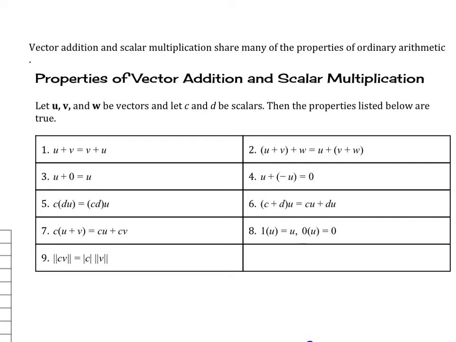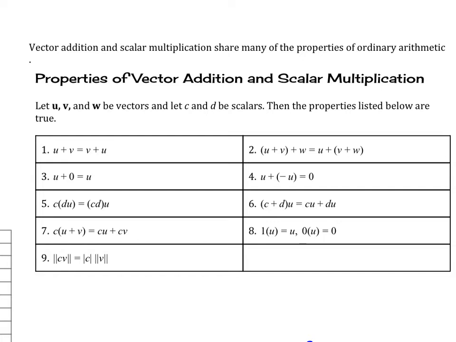Vector addition and scalar multiplication share many of the properties of ordinary arithmetic. Properties of vector addition and scalar multiplication. Let u, v, and w be vectors and let c and d be scalars, and the properties listed below are true. So I hope you see that u plus v is the same as v plus u. And then if you have u plus a negative u, that equals 0, and so forth.